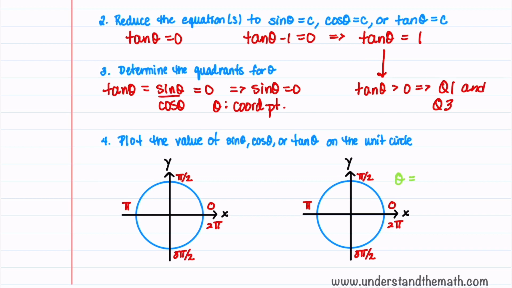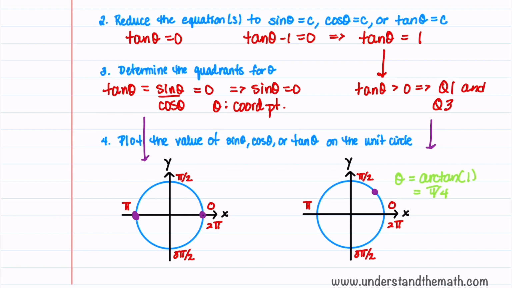Let's now plot our values of tangent on the unit circle. For our first equation, we have tangent is 0 or sine is 0. Sine is related to y, so let's plot when y is 0. So that's going to happen here and here. And then for our second equation, in our first quadrant, theta is going to be arctan of 1, and we know this is equal to pi over 4, and that's located here.